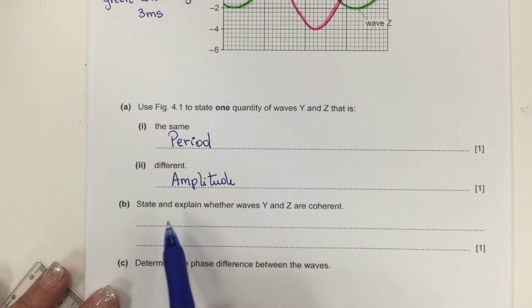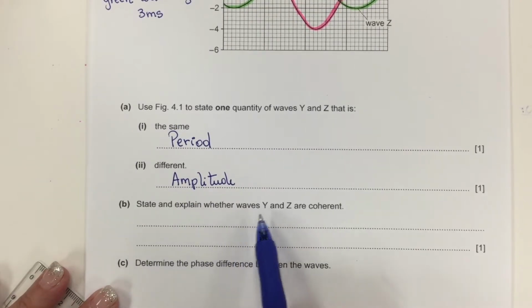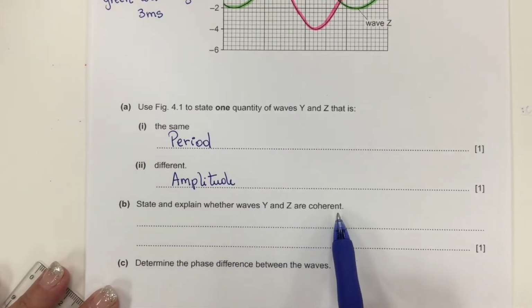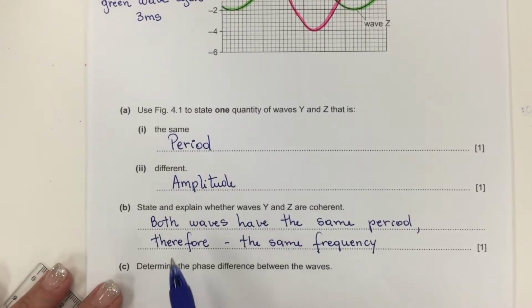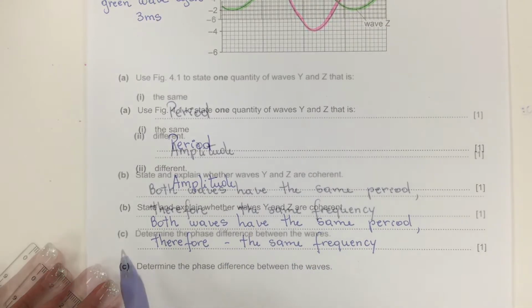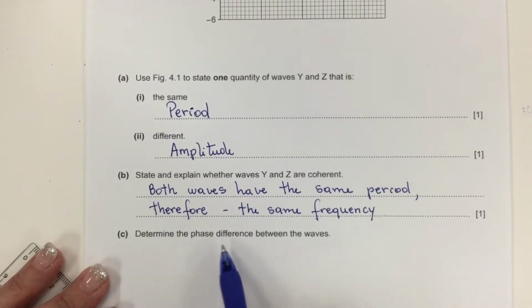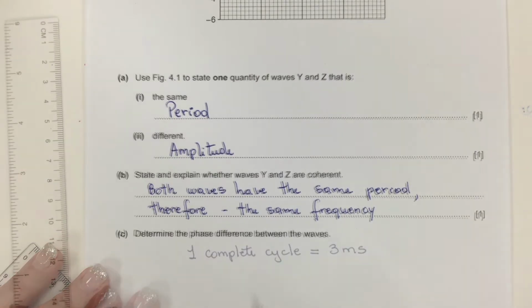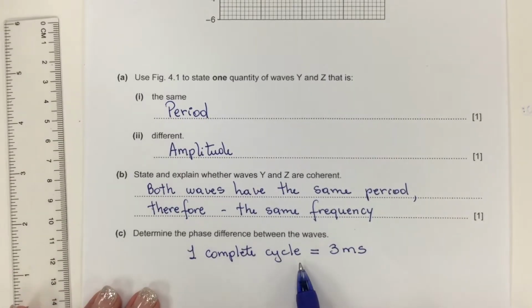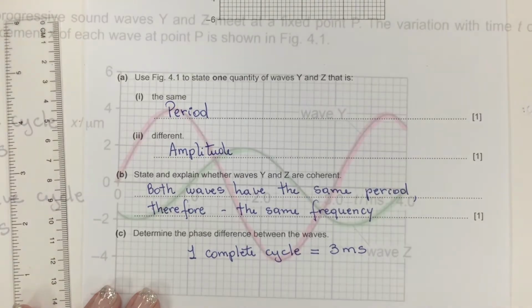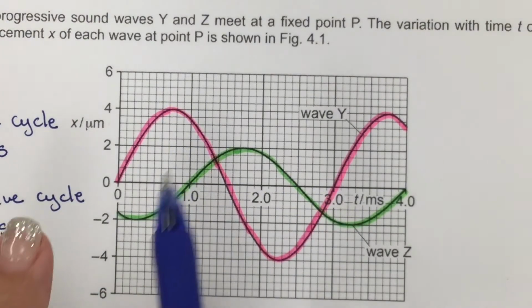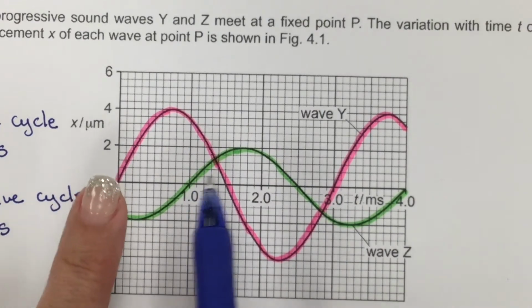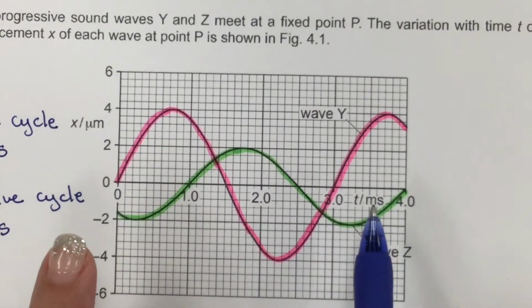Question B, state and explain whether waves Y and Z are coherent. So we can answer that both waves have the same period, therefore the same frequency. C, determine the phase difference between the waves. Both waves have a complete cycle equivalent to 3 milliseconds. Now we need to determine what is the difference between both waves, also in milliseconds.